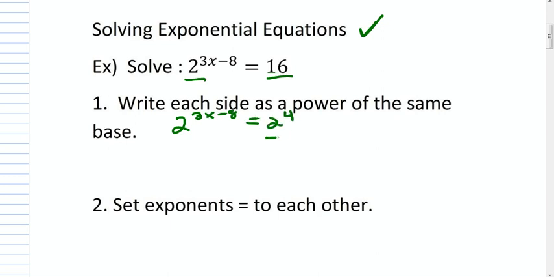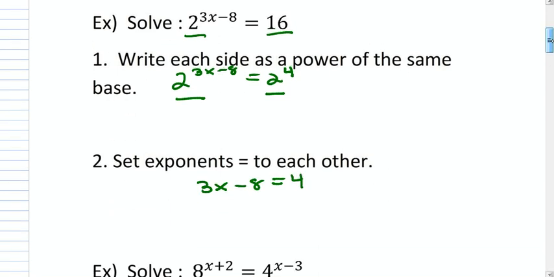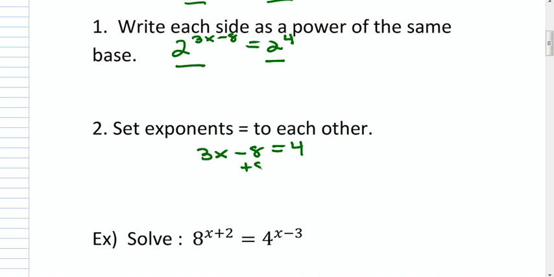And then since they have the same base, we can just set the exponents equal to each other and solve. So we add 8, we get 3x equals 12, and x equals 4.